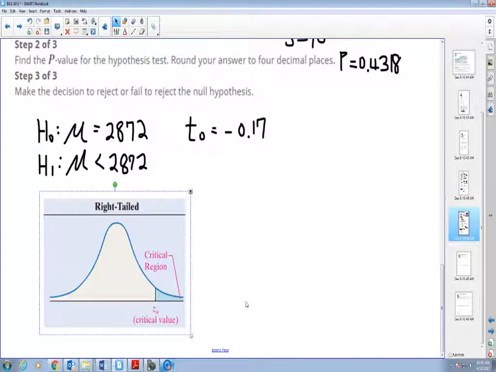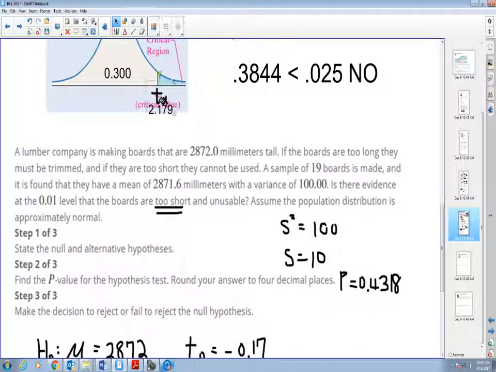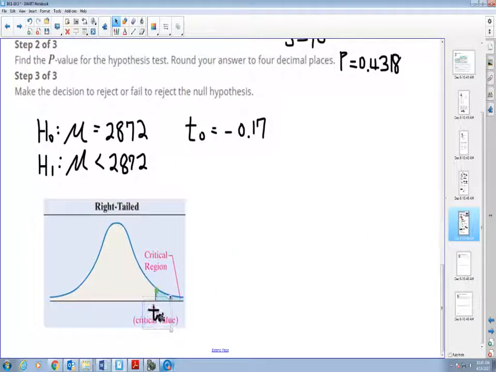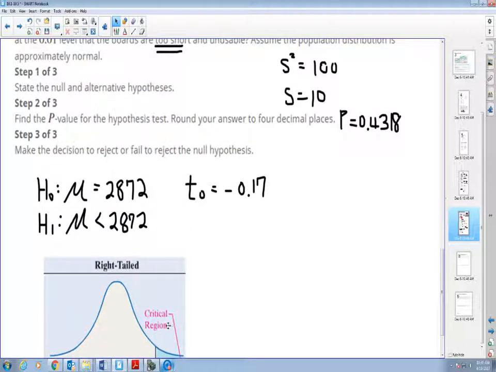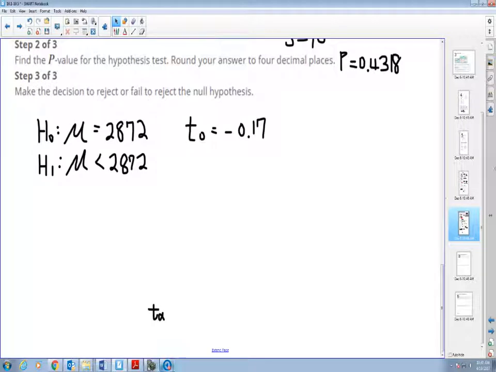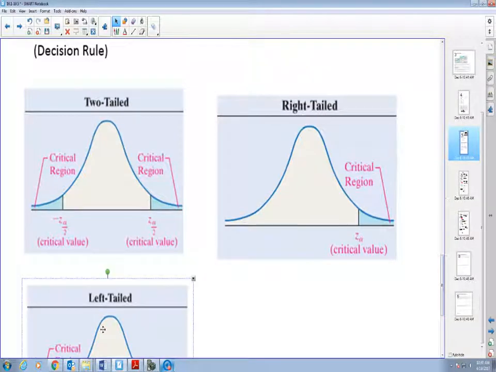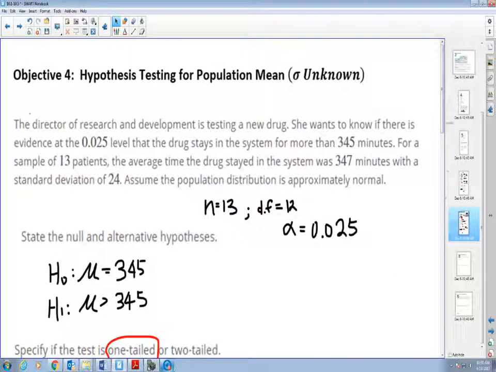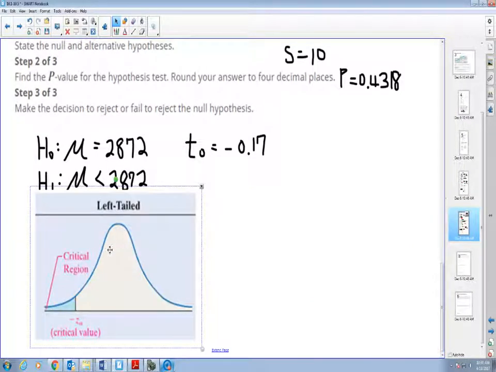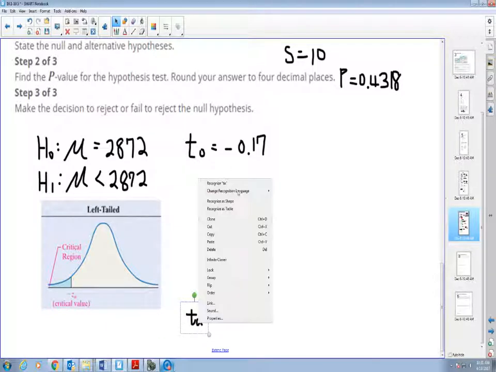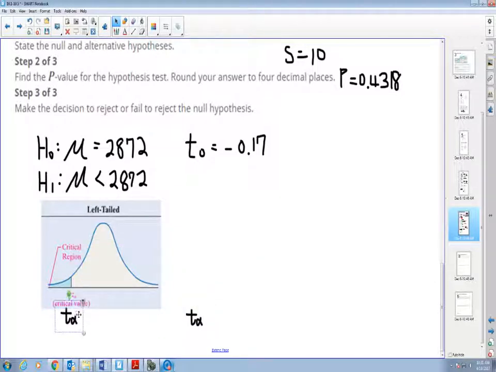This is not z alpha, this is actually t alpha. I have to find the critical value. This is a left tail test, sorry about that. I have to go back and grab a left tail test. So this is going to be negative t alpha.